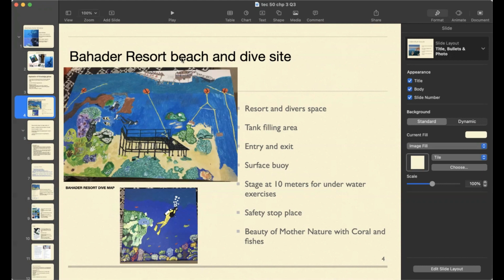This is the Badr Beach Resort. This is a dive site. We have the tank filling areas, entry, exits, a stage at 10 meters, and then it goes down to a depth of more than 100 meters.